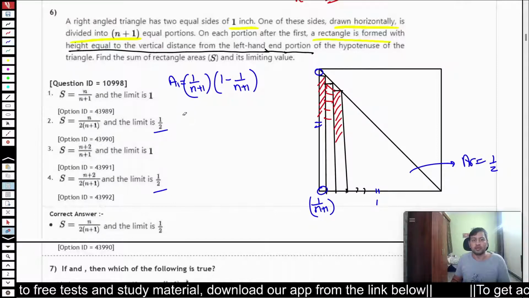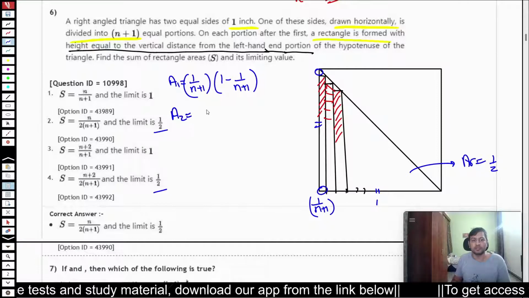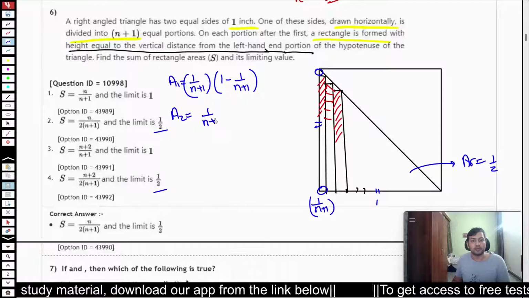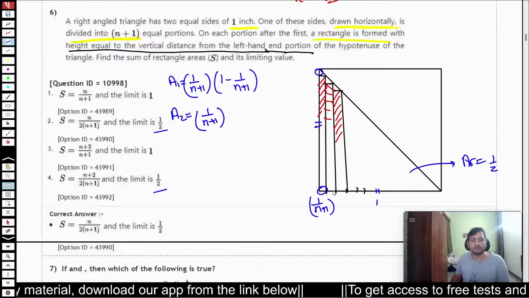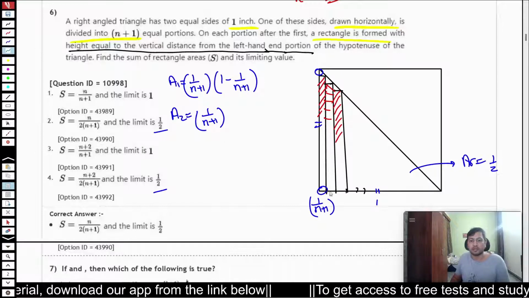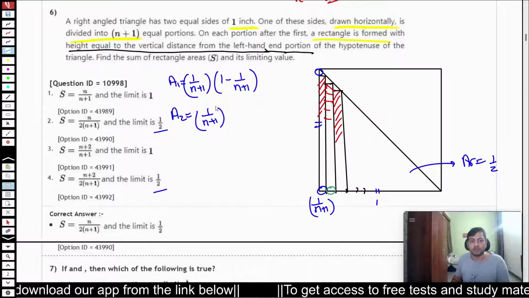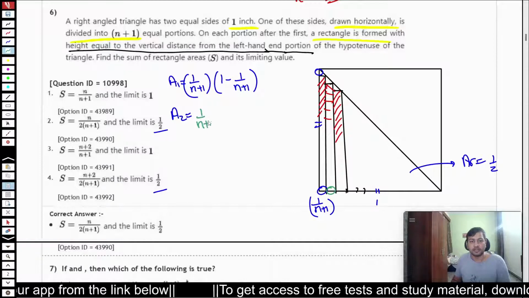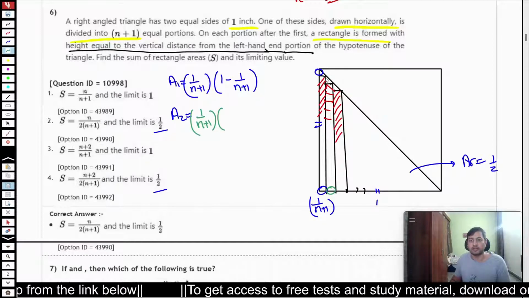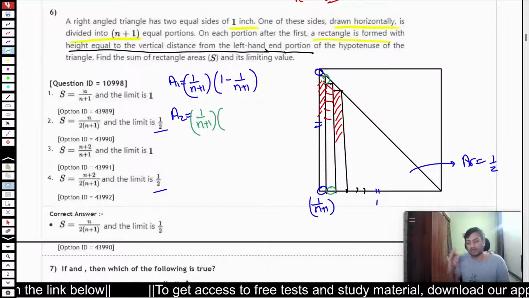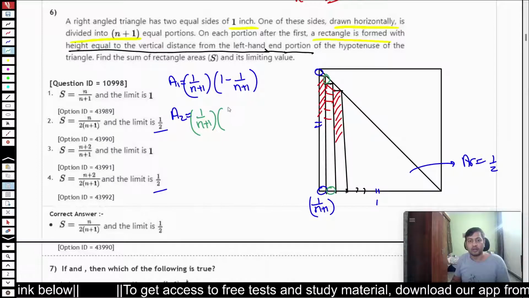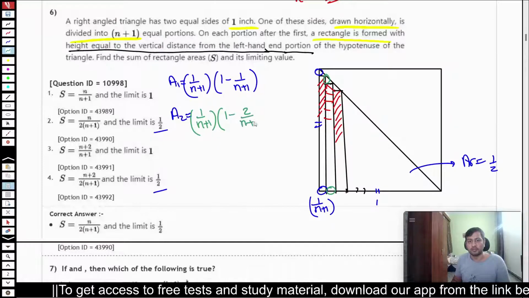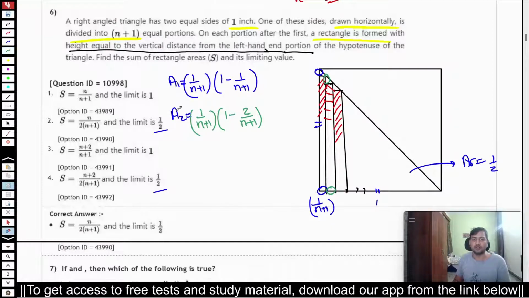Similarly, if I find area A2, this will be equal to 1 upon n plus 1 because again this is 1 upon n plus 1. Let me mark it in green. 1 upon n plus 1 is the base, into the height. The height has now fallen by twice of 1 upon n plus 1. So 1 minus 2 upon n plus 1. So that is your area A2.